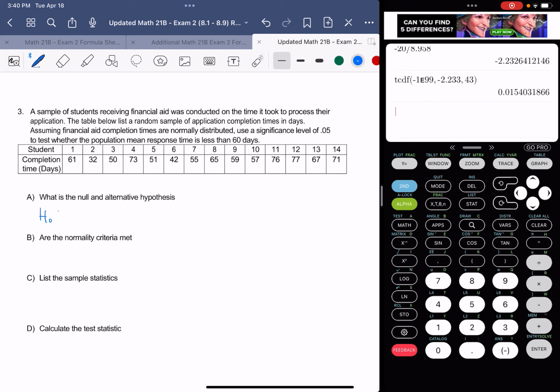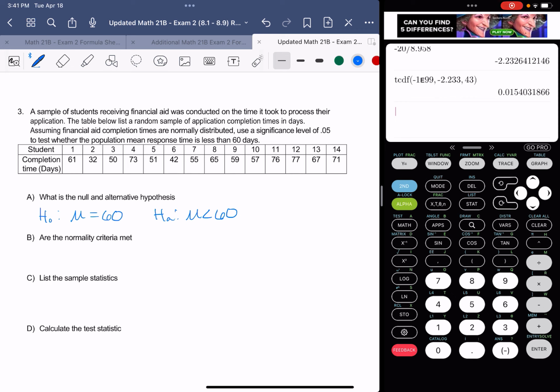Mu equals 60. Yes, mu equals 60. You always have to have just a starting point, and in this problem we're comparing it to 60 days. The null hypothesis always has to have an equal sign. So just start off with the baseline of mu, the population mean, equals 60 days. The alternative comes from the claim, and the claim is that the population mean response time is less than 60 days. So how do we write that? Mu is less than 60. That's our claim that we're testing, that it's less than 60 days.